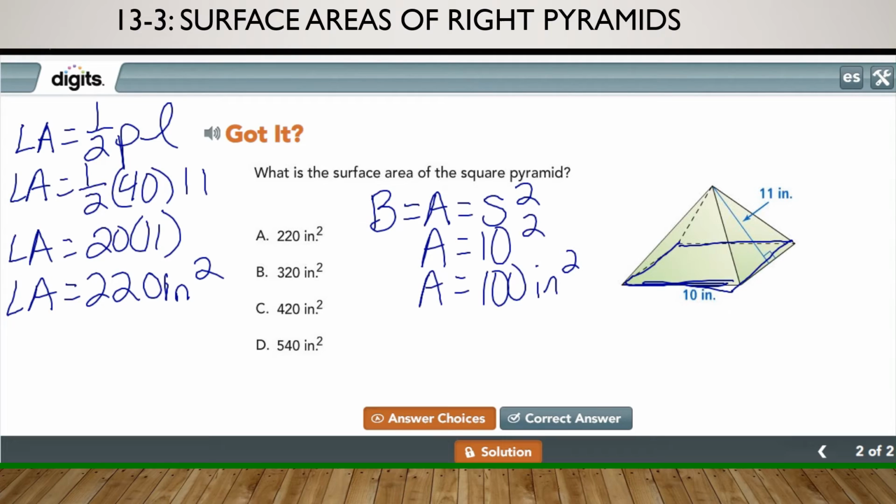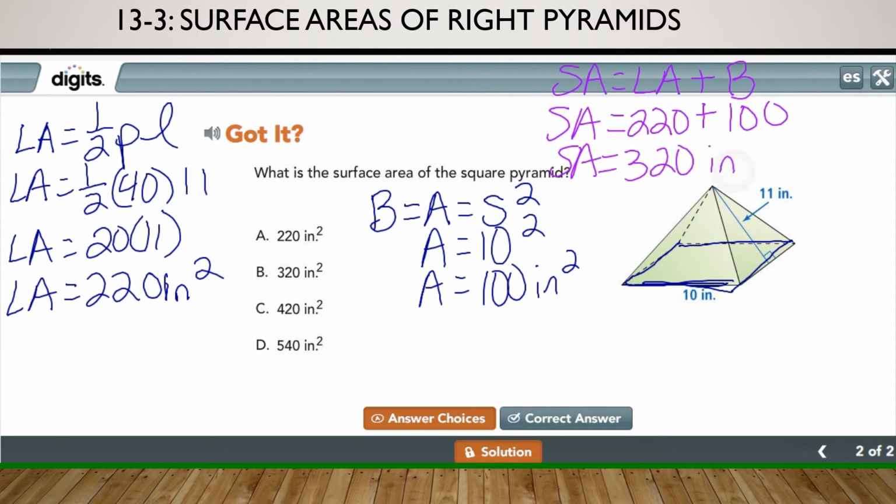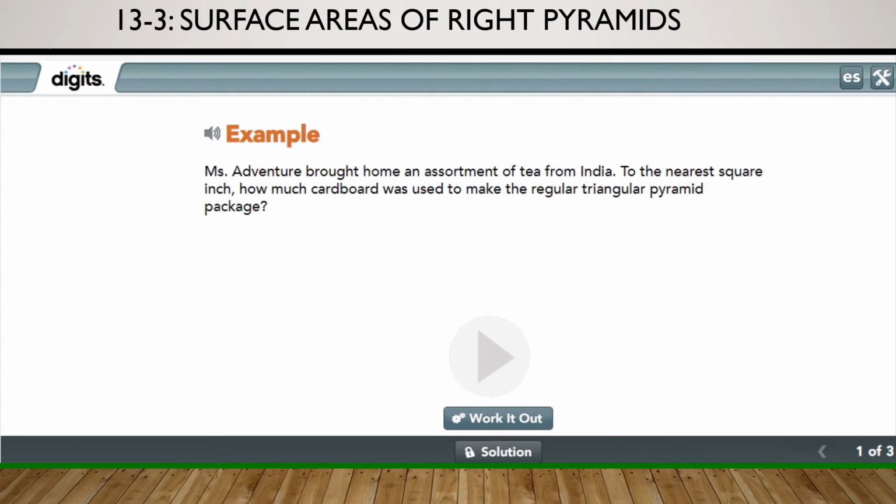Now we need to tie all of that into the surface area formula. Surface area equals the lateral area plus the area of the base. Pyramids only have one base. Now we have all of this information. The lateral area is 220, and we're going to add 100 to that, and we end up with 320 inches squared. So our final answer is 320 inches squared.